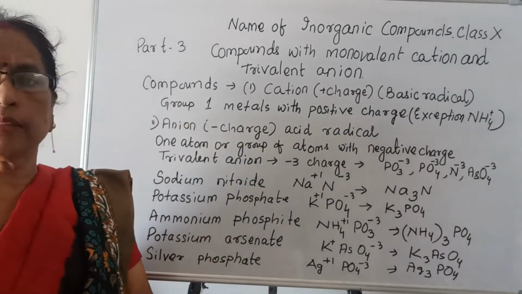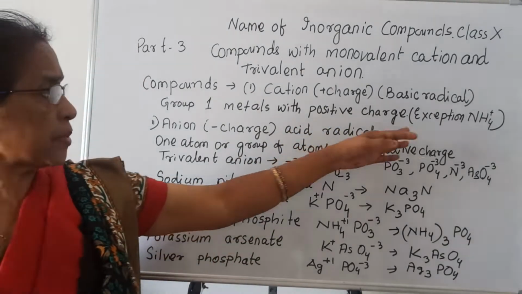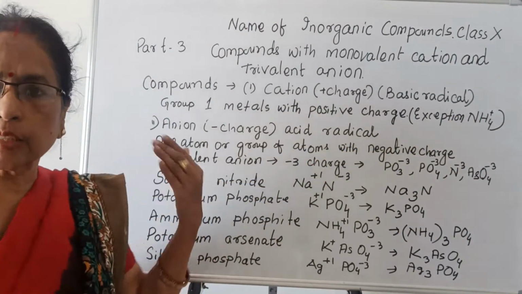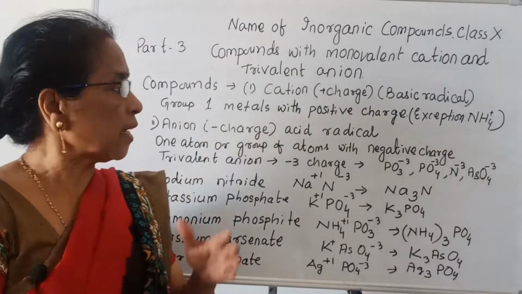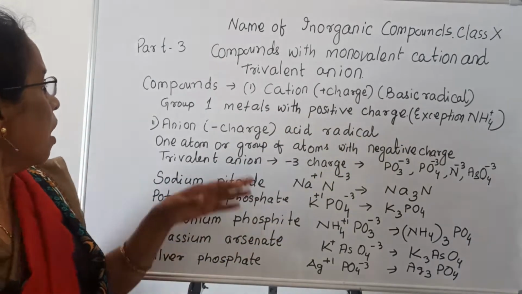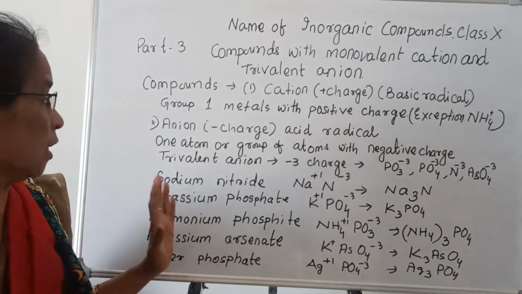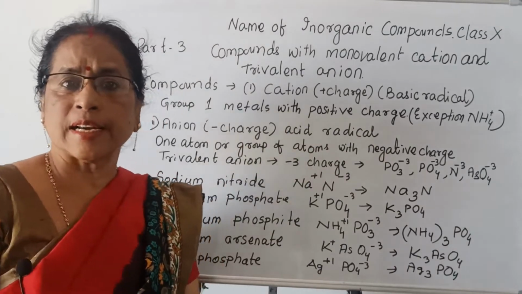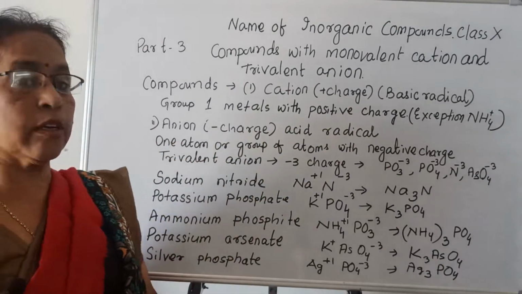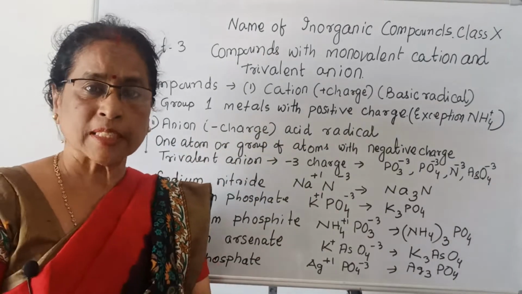Group 1 metals generally have a plus 1 charge, and the exception is NH4 plus 1. Though NH4 plus 1 is not present in group 1, it is also a type of basic radical. Now anion means negative charge, whether it is minus 1, 2, or 3, and these are called acid radicals. What is a radical? It means one atom or a group of atoms. Acid radical means with negative charge, and basic radical means with positive charge.